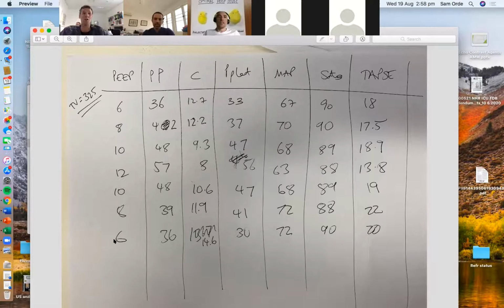Paralysed? Oh, excuse me, absolutely. Yeah, he's paralysed, heavily sedated. You cannot be breathing spontaneously to do these maneuvers. Sorry, I didn't mention that at the beginning.